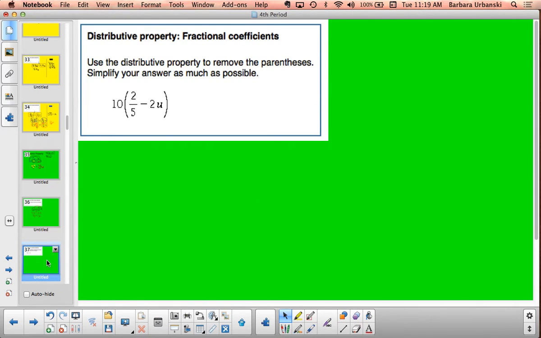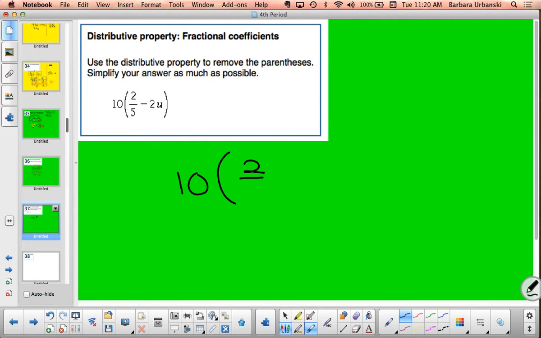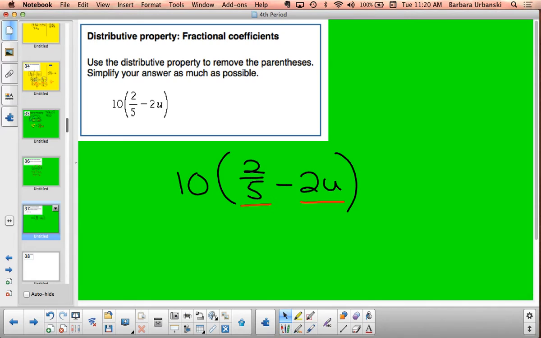Now let's take a look at our last example, where now we have a multiplier, the 10, and we have to multiply it by 2/5. We have our sign of operation is subtraction, and now it's 2U. So inside my parenthesis right now, I have 2 terms. I have 2/5 and I have 2U. Terms are separated by addition and subtraction signs. I have 2 terms there. I would have to apply the multiplier, the 10, to both terms. So I've got the 2/5 and I've got 2U.